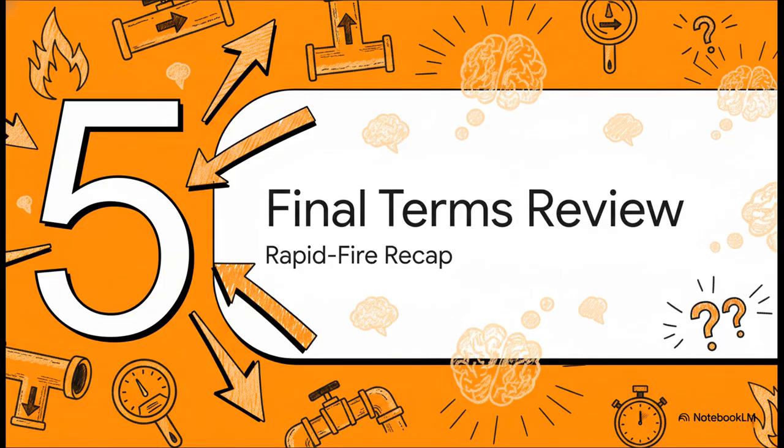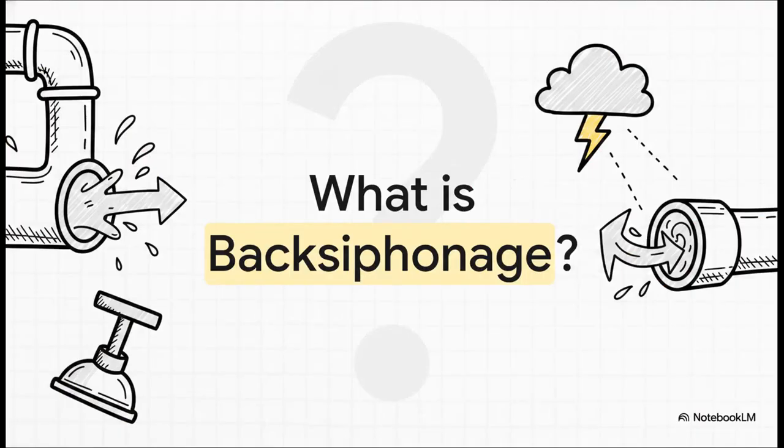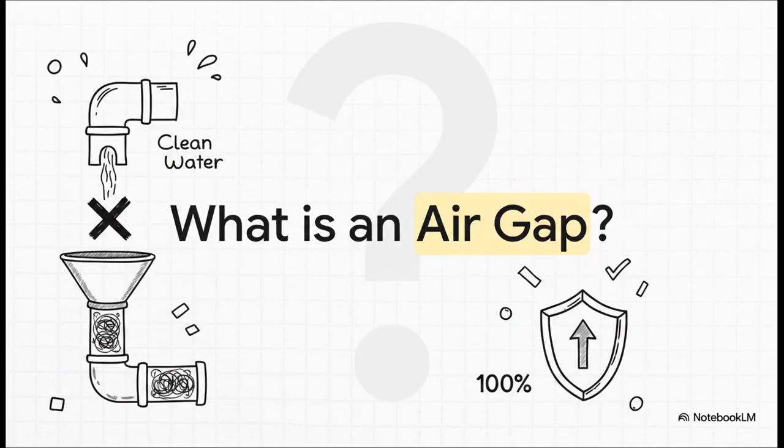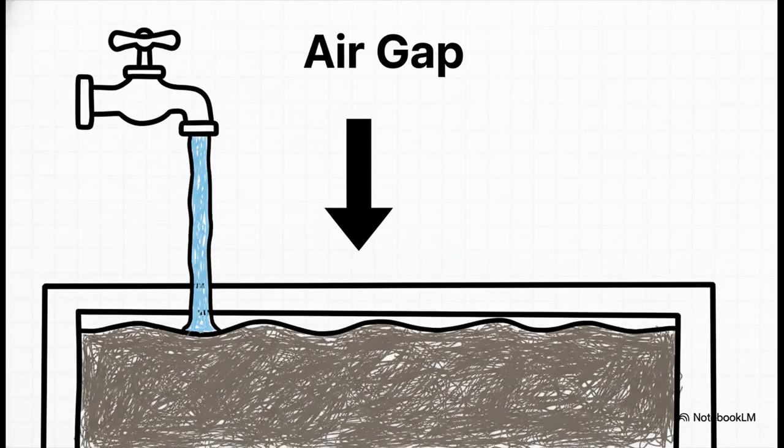All right, we're in the home stretch. Let's do a quick-fire review just to make sure these key terms are locked and loaded in your brain for test day. Ready? First up, what's the name for that type of backflow caused by negative pressure or vacuum in the supply line? You got it. That's backsiphonage. Just think of a straw. Okay, next one. What is the only form of backflow prevention that's 100% effective and isn't even a mechanical device? That is the air gap. It's just a simple physical separation. You can't get any more foolproof than that.